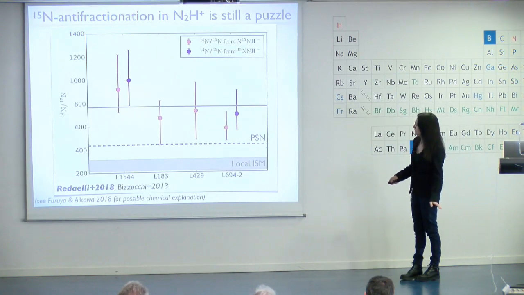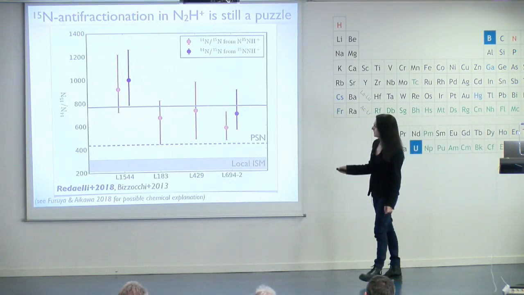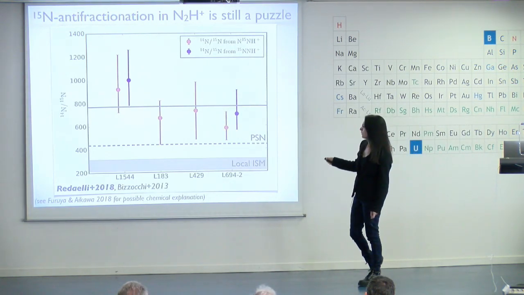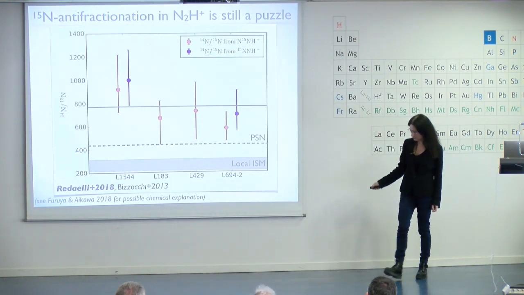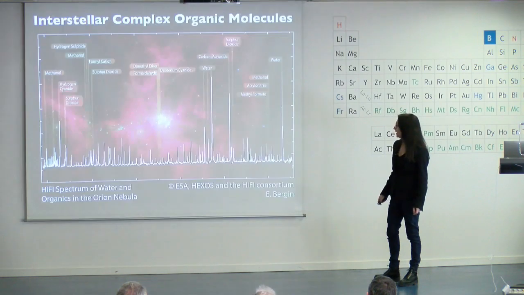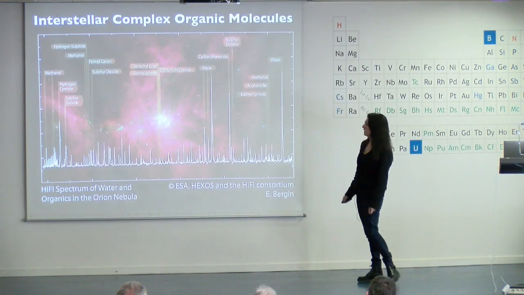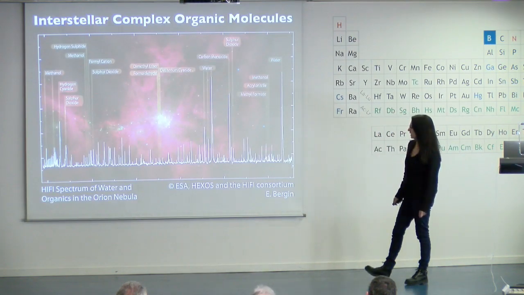There are some puzzles. This is my student's measurement. It took many hours of the IRAM 30-meter telescope to find these ratios in several prestellar cores, and finding very, very low values of 15N. This is still a bit of a puzzle, although there have been some attempts to explain it. Anyway, let me give you a few words about complex organic molecules.